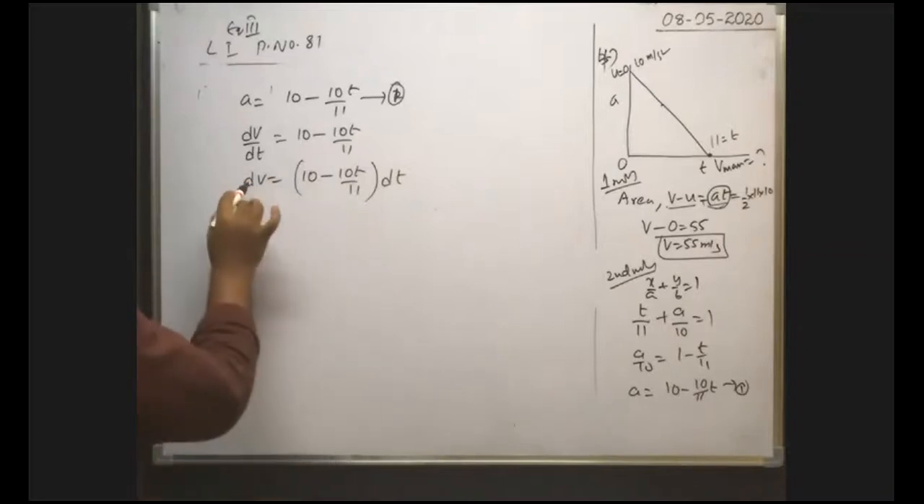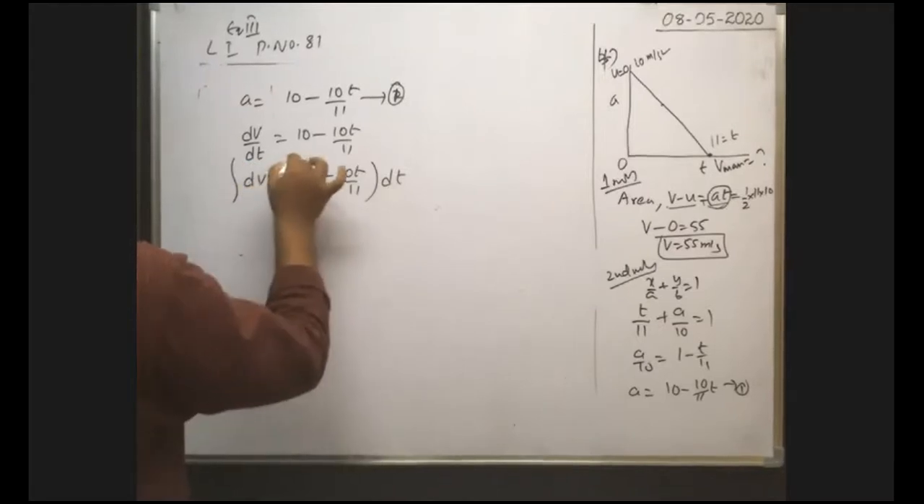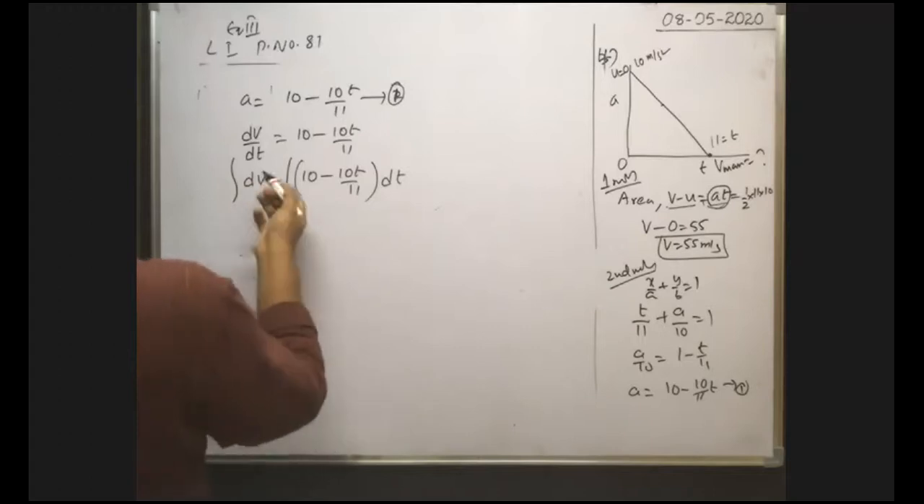So here acceleration can be written as dv by dt. This is equal to 10 minus 10t by 11, or dv is equal to 10 minus 10t by 11 into dt. We just did cross multiplication. Now it is the change in velocity in a small interval of time dt. So what is the velocity at any instant of time t? That means from dv we have to find v. To find that value we have to do integration.